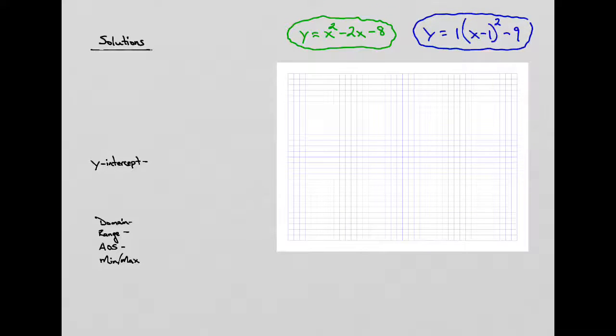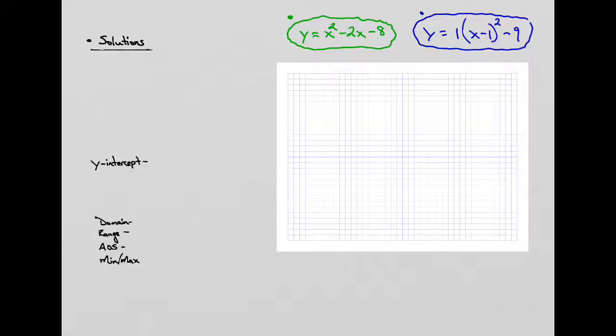Notice I still have my standard form right there and my vertex form right here. And I'm going to go through and find all of the other little pieces that I need. The first thing that I want to do is find my solutions. The way that I'm going to find my solutions is by factoring down and then setting my factors equal to 0 from my standard form equation.